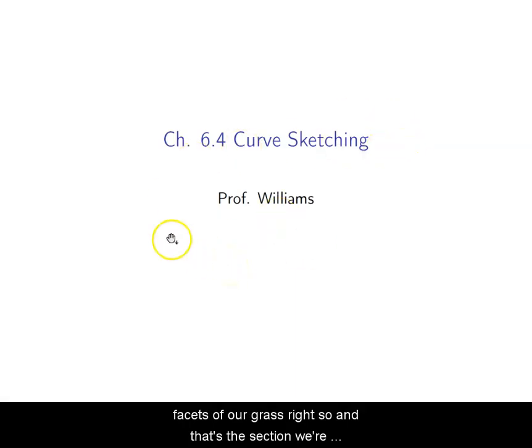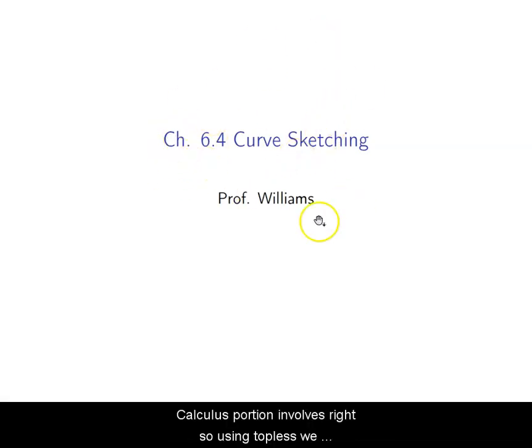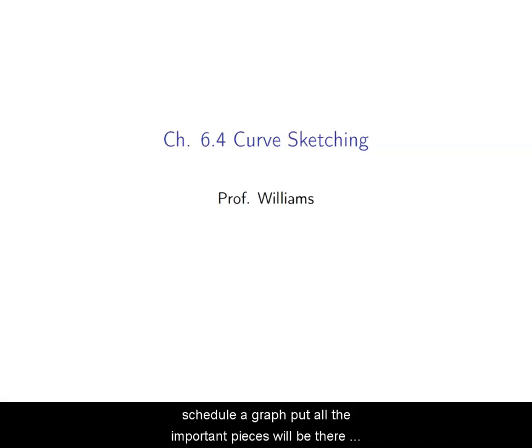So in this section, we're gonna put everything together using calculus, and then use all the information that we gather from a function to sketch our curve. So if you've taken pre-calc with me, you've seen me do this for rational functions and polynomials, but without the calculus portion involved, right? So using calculus, we should really be able to graph a curve pretty much exactly. When I say pretty much exactly, it means that we can include all the really important pieces of our graph when we sketch this, right? So it might not be an exact sketch of our graph, but all the important pieces will be there in this sketch.